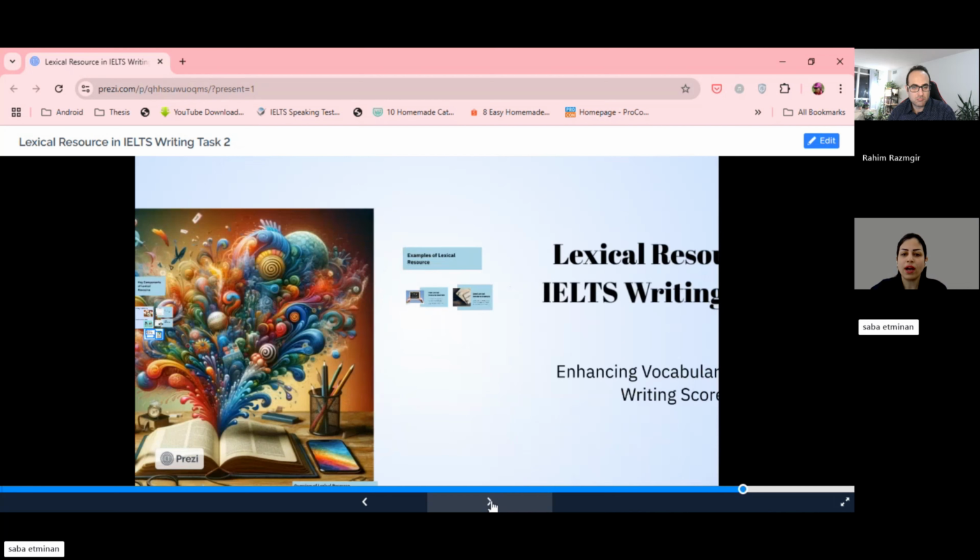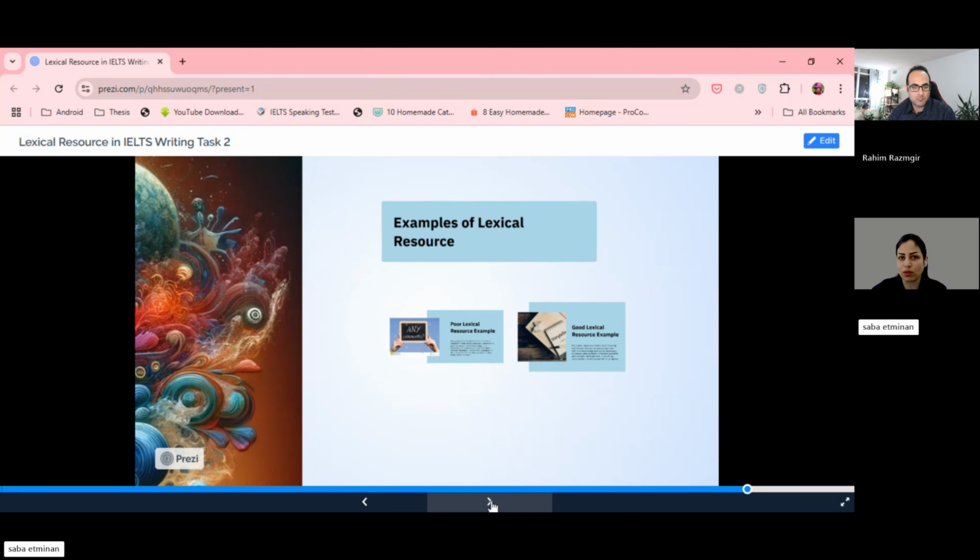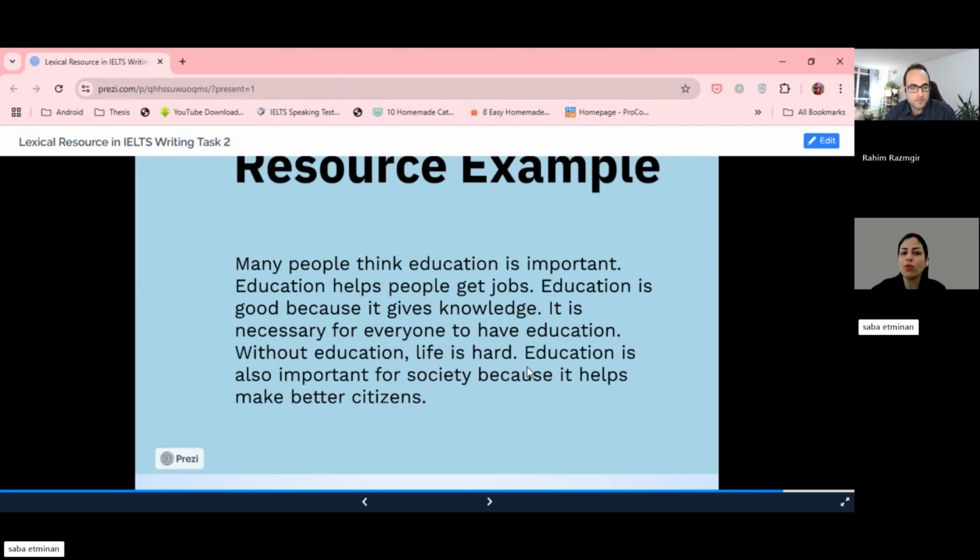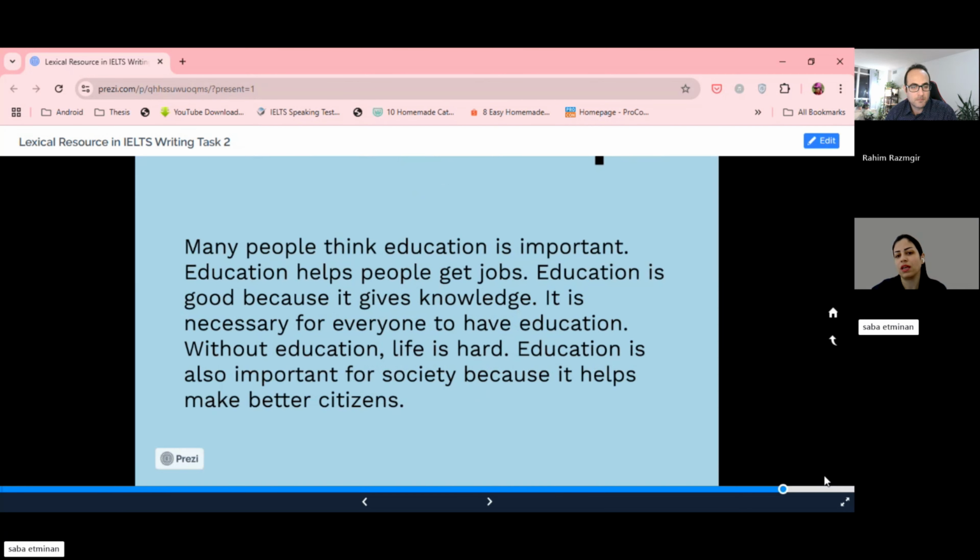So now let's go to some examples of lexical resource. Is that okay if I just open an example? Sure. Let's first see a poor lexical resource example. Would you please read it, dear Rahim? Yeah, sure. The poor ones are always mine.